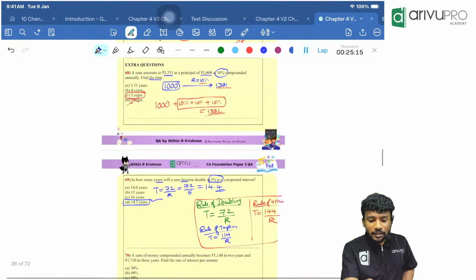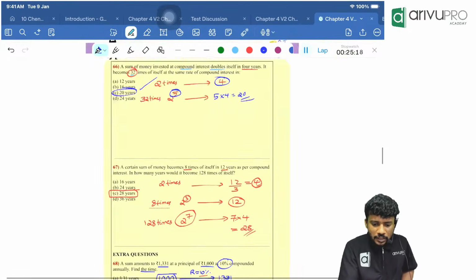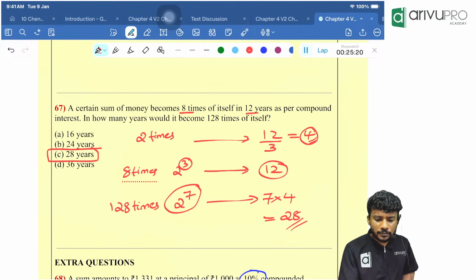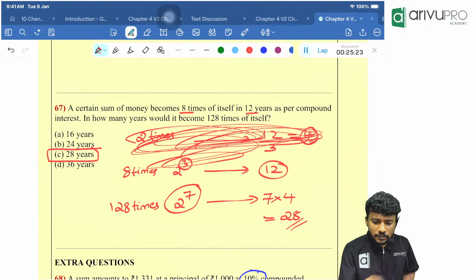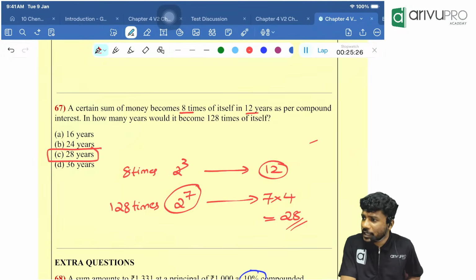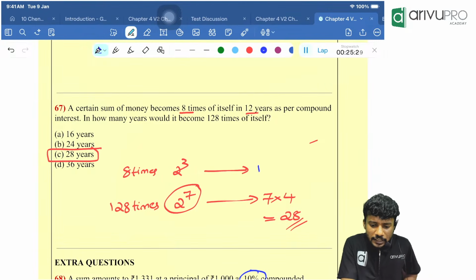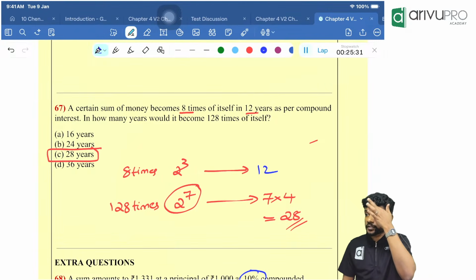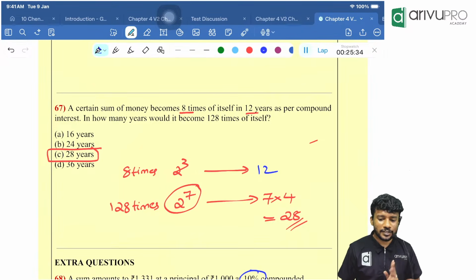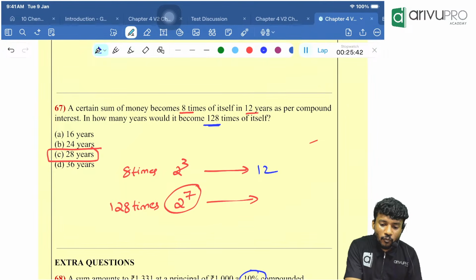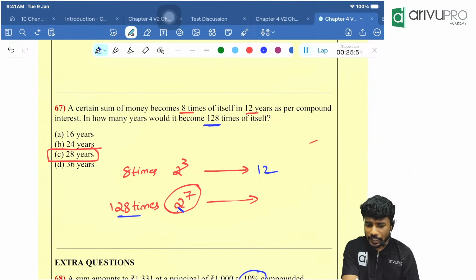Okay. Then, one person was asking this question. Again, I'll repeat that. Here, they have given us that 8 times it became in 12 years. Okay, 2 raised to 3 we have. 2 raised to 3 is 8, in 12 years. Then they are asking in how many years it will become 128 times of itself. Can I write 128 in terms of 2? Abdul, I can write it as 2 power 7.